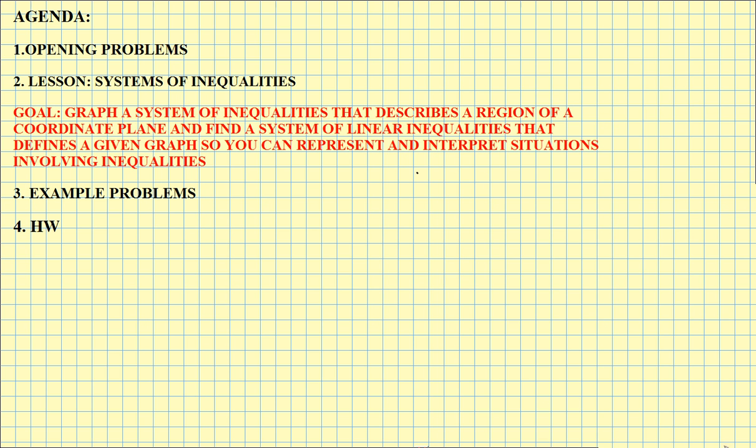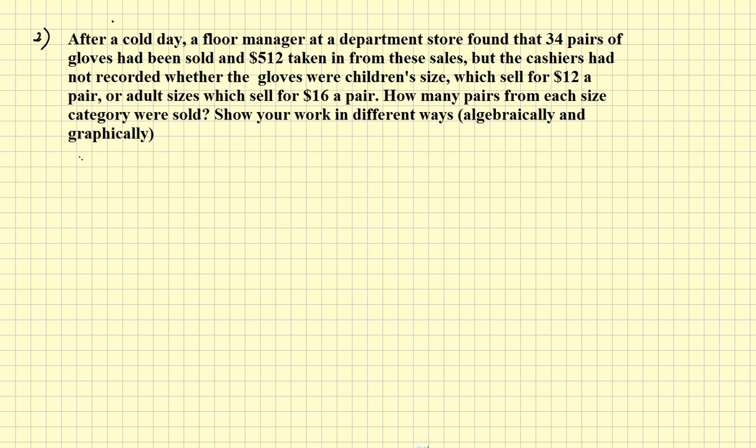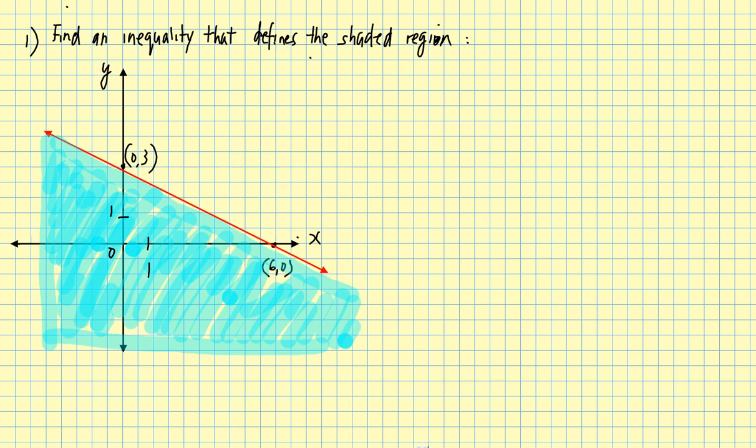Okay, so I'm going to skip through the two opening problems that we will do in class, and go straight into some more examples that we had done in the previous video lesson. The first question you're being asked here is to find an inequality that defines the shaded region. Now, in order to do that, we need to first find out what the equation of this red line is.